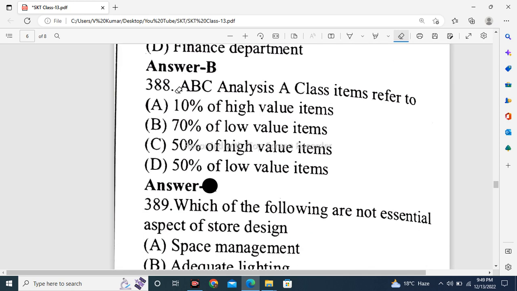Next है ABC analysis of class items refer to A. 10% of high value items, B. 70% of low value items, C. 50% of high value items, D. 50% of low value items. सही आंसर है A. 10% of high value items. ABC analysis A class items refer to 10% of high value items.